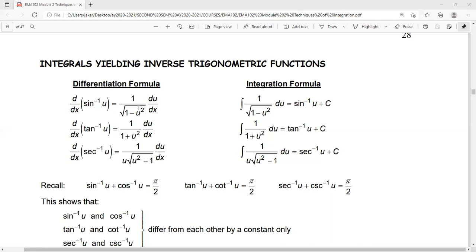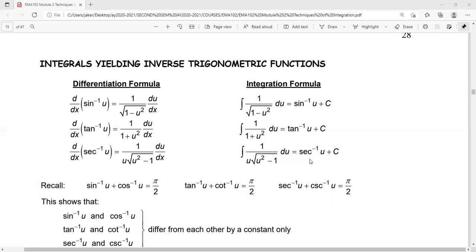So if you're going to integrate this one, it will give you the arcsine. If you integrate this one, as you could see here, it will give you the arctangent. And the same is true in principle to the integral of this expression, giving you the arcsecant of u.